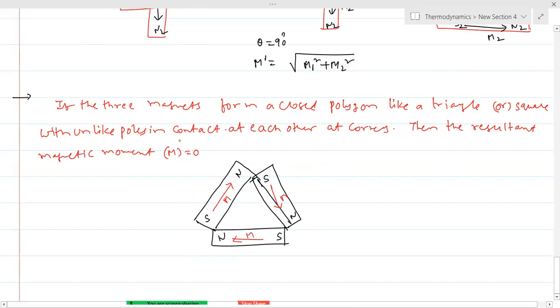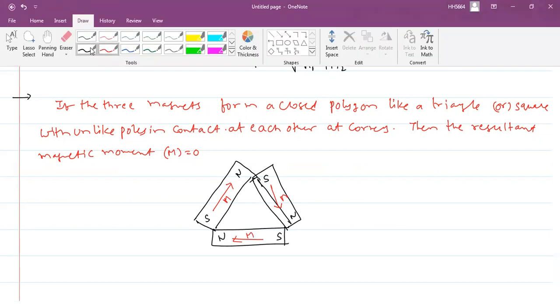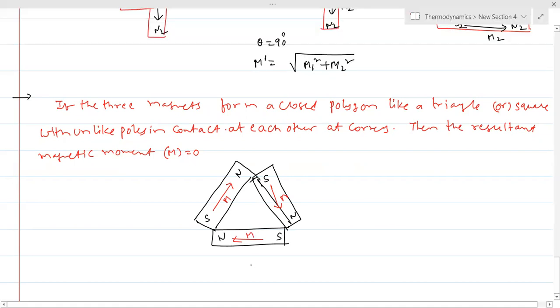When they are continuous, it is equivalent to the mechanics case. When equal forces are acting on the body in the form of a polygon, we say that is the triangle of equilibrium. So simply we will take M dash equivalent to 0.